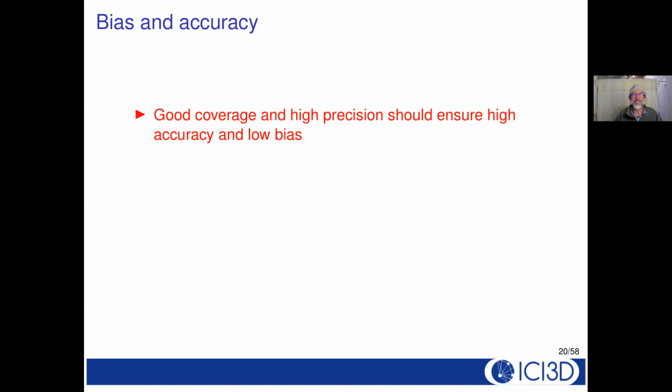What about bias and accuracy? If you have good coverage and high precision, by definition, you have accuracy, right? Accuracy is basically precision in the right place. It should also ensure low bias.